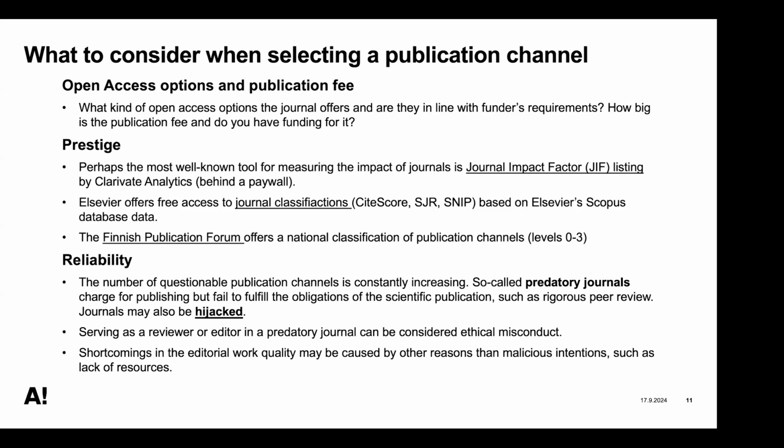Finally, carefully consider the reliability of a journal. The number of questionable publication channels is unfortunately increasing. So-called predatory journals charge fees for publishing but do not provide proper peer review or peer review at all. In addition, some formerly reliable journals have been hijacked by unethical publishers. Journal hijacking refers to the unauthorized takeover of a journal's brand by a third party.